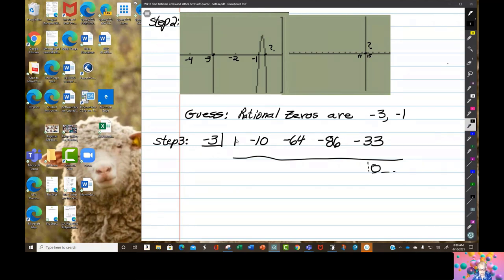That means I have to get a zero here as my answer. So, first thing I do is I bring the 1 down. I multiply 1 times negative 3. That's negative 3. Negative 10 plus negative 3 is negative 13. Negative 13 times negative 3 is positive 39.